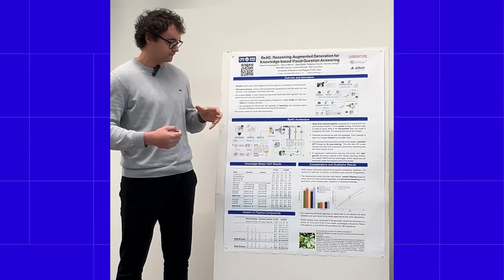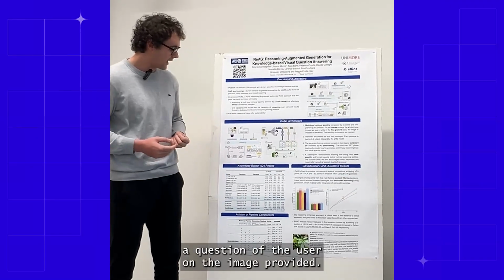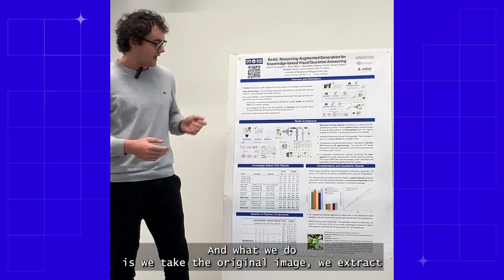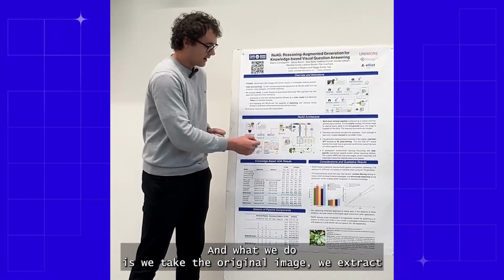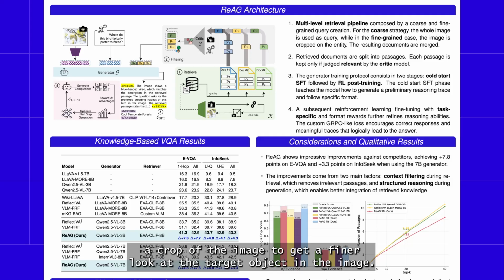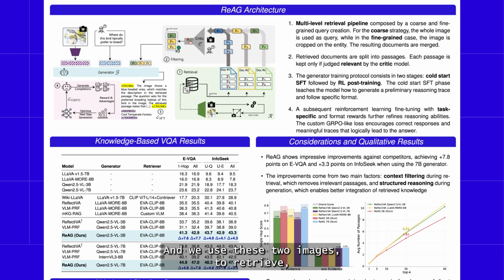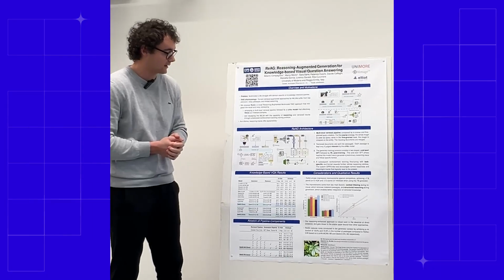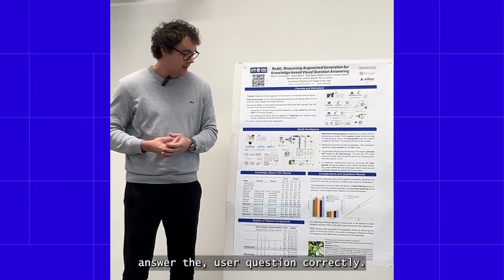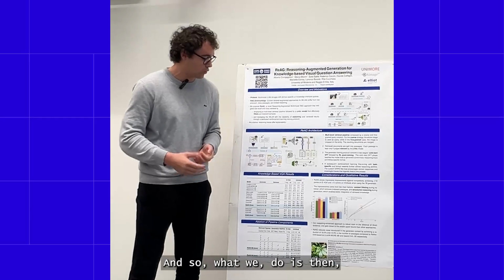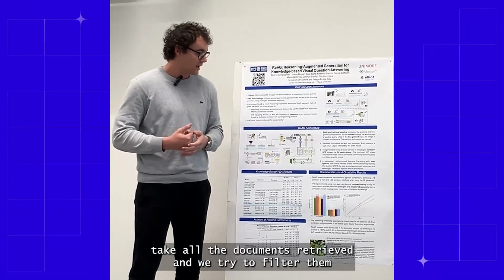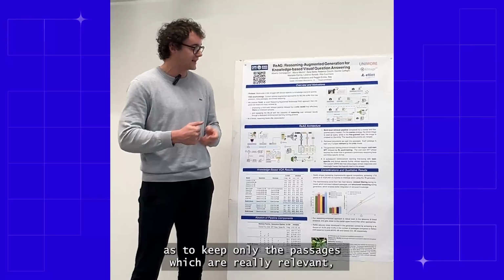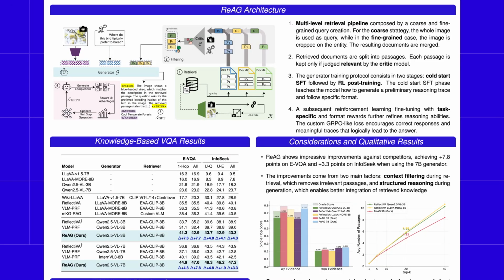So our system starts, of course, from a question of the user on the image provided, and what we do is we take the original image, we extract a crop of the image to get a finer look at the target object in the image, and we use these two images to retrieve Wikipedia documents which should be helpful to answer the user question correctly. Then we take all the documents retrieved, and we try to filter them to keep only the passages which are really relevant to help answer the question on the image.